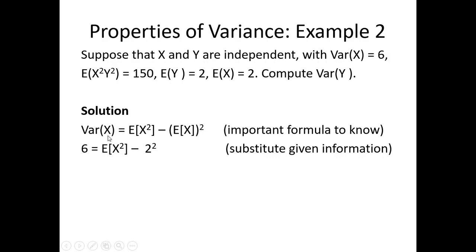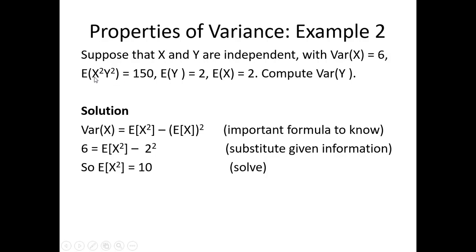The variance is 6. Let's leave E of x squared. But I know E of x is 2, that's given up here, so this is 2 squared. And you could easily solve for E of x squared. 2 squared is 4. Add 4 to the other side, so I get E of x squared is 10. That helps, because I know E of x squared y squared is 150.